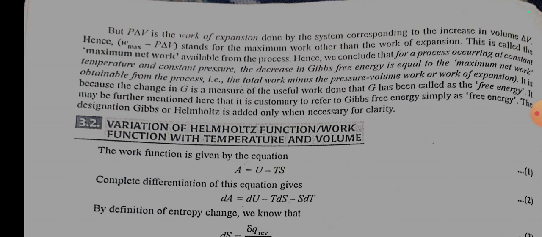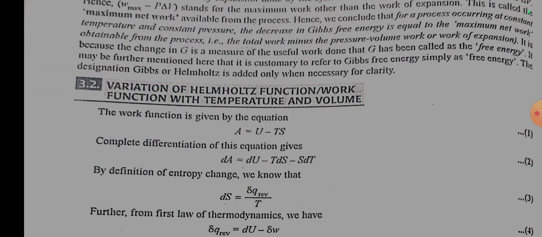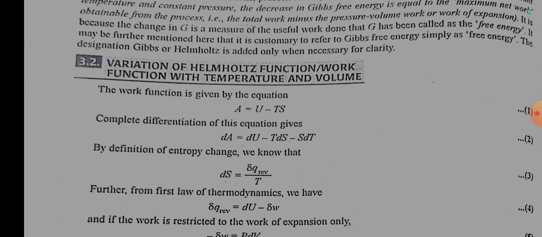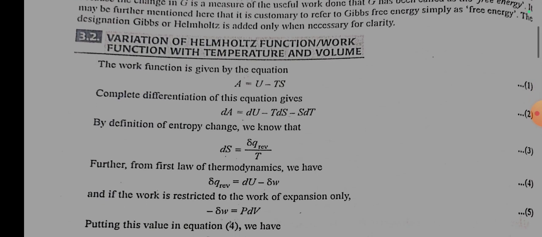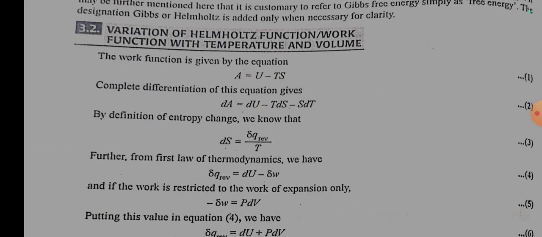It is because the change in G is a measure of the useful work done that G has been called the free energy. It may be further mentioned here that it is customary to refer to Gibbs free energy simply as free energy. The designation Gibbs or Helmholtz is added only when necessary for clarity.